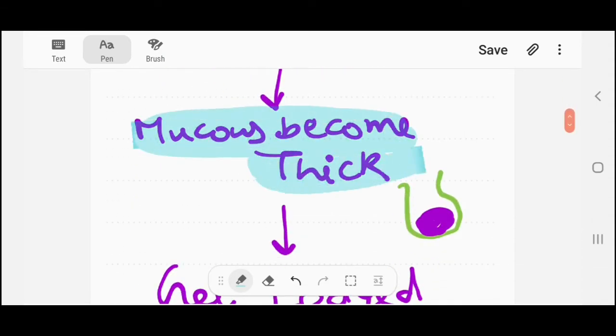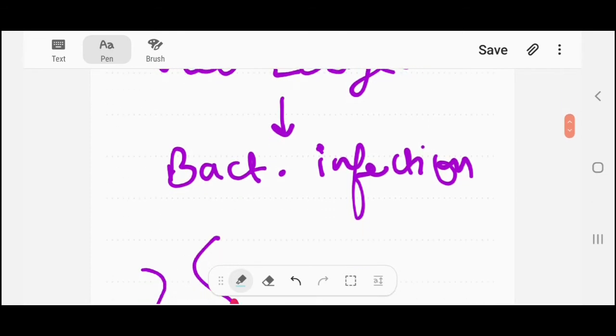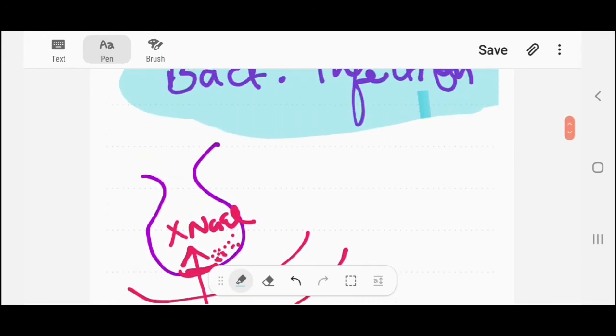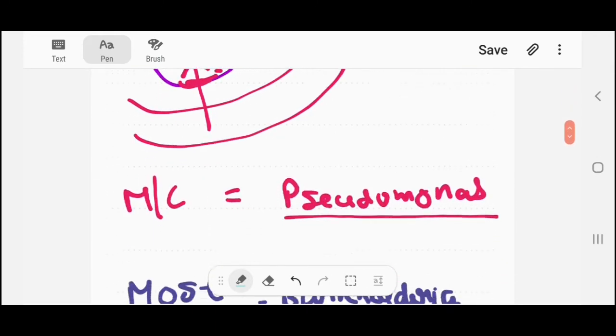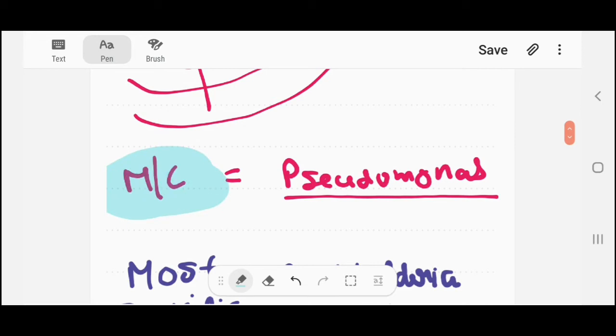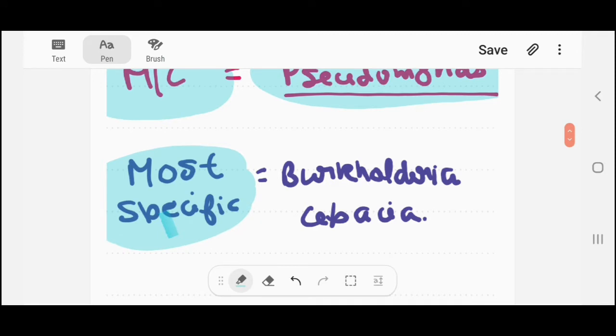You can see here the mucus becomes thick in the alveoli and gets lodged there, which causes further bacterial infections. So guys, this is the pathology behind it, and it will cause pneumonia in the end. If someone asks you the most common specific bacterial infection in cystic fibrosis, it is Burkholderia cepacia.